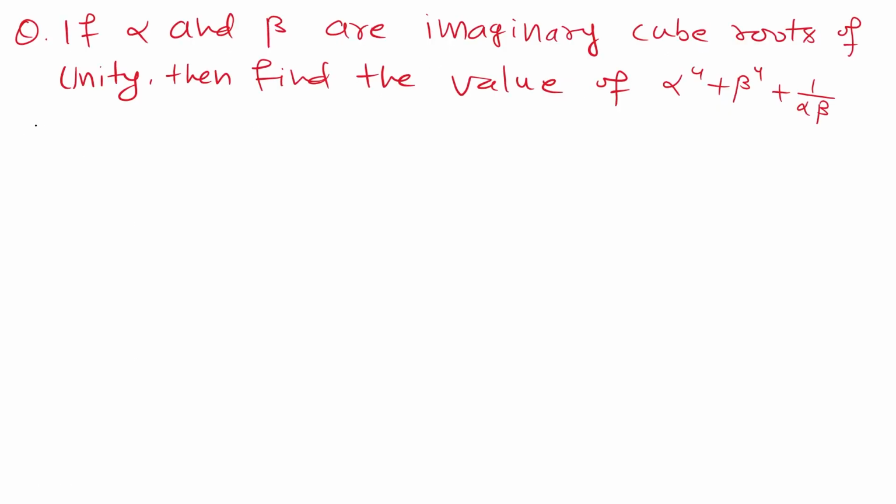Now students, we have some questions. So alpha and beta are imaginary cube roots of unity. You know that omega and omega square are called imaginary cube roots of unity.